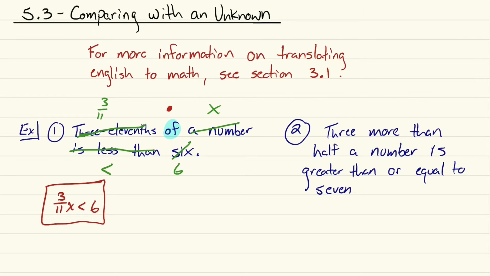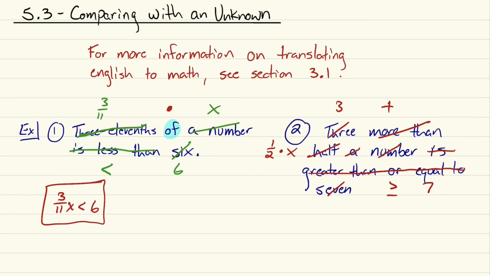Moving on to number 2, we have 3 more than half a number is greater than or equal to 7. Well, we start out with 3, which is the number 3, more than, which we've covered before means addition, half a number. So half means 1/2. A number means times x. Is greater than or equal to, we know is our greater than or equal to sign. And then 7 is just the number 7. So we have 3 plus 1/2 x is greater than or equal to 7.